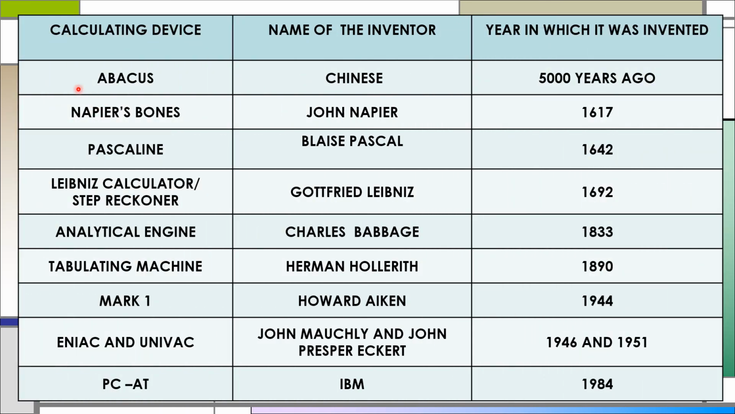Dear children, now this is a table showing the names of the different counting and calculating devices, the names of their inventors, and the year in which these devices were invented. So, go through this table thoroughly and revise the names of the devices, their inventors, and the year in which the devices were invented.